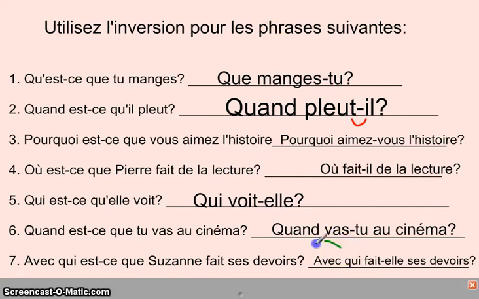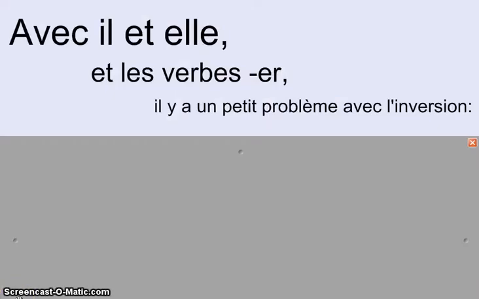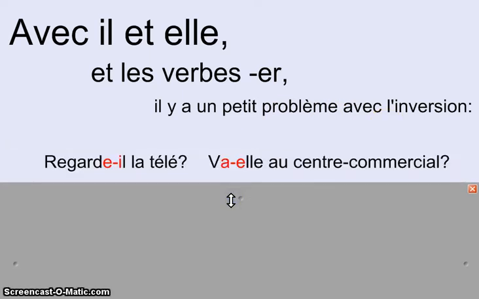It's important to notice that although avec and qui are two separate words, here we're going to treat them like one unit because they're working together to make the idea with whom. So they both have to go in the beginning of the sentence. This is the part of inversion that's a teensy-weensy little bit confusing. Ok, pensez à nos règles en français. Avec il et elle, et les verbes en -er and also the verb aller, il y a un petit problème avec l'inversion. Vous pensez à ça. Quel est le problème? Regarde-il la télé, va-elle au centre commercial.